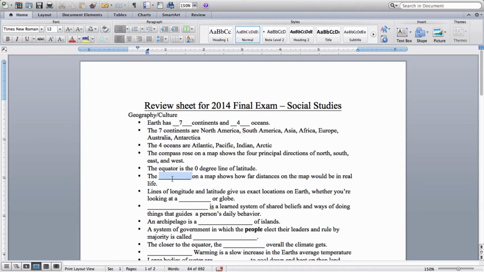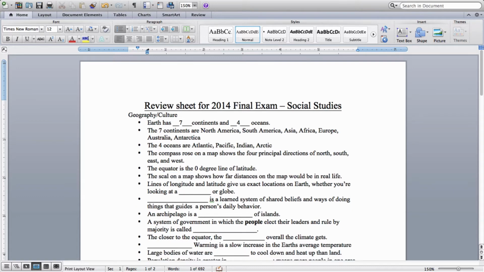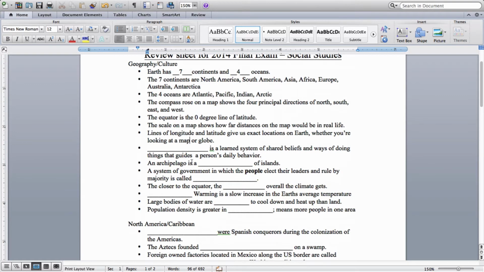The blank on the map shows how far distances on a map would be in real life. That's called the scale. You can use this scale to figure out how far it is from one place to another on a map in real life. Lines of longitude and latitude give us exact locations on Earth, whether you're looking at a map or a globe. So the 2 basic ways that we model the Earth, a map or a globe, on both of those we use lines of longitude and latitude to help us find places.